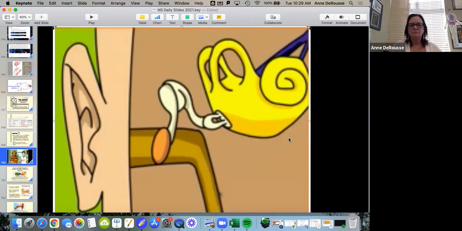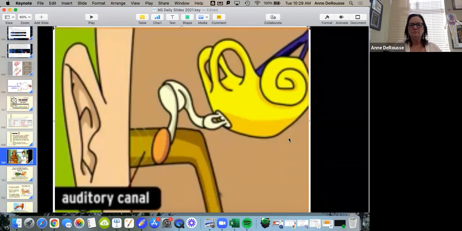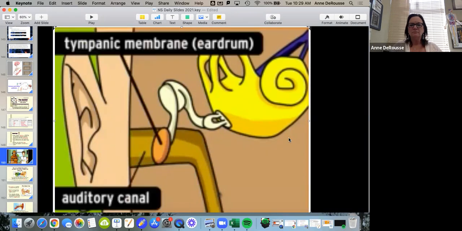The outer ear is the part you can see. It's made of a rubbery substance called cartilage, and its little ridges bounce sound waves into your middle ear. The sound waves travel down the auditory canal and hit your tympanic membrane, or eardrum. The vibrations of sound make your eardrum vibrate, just like a real drum.